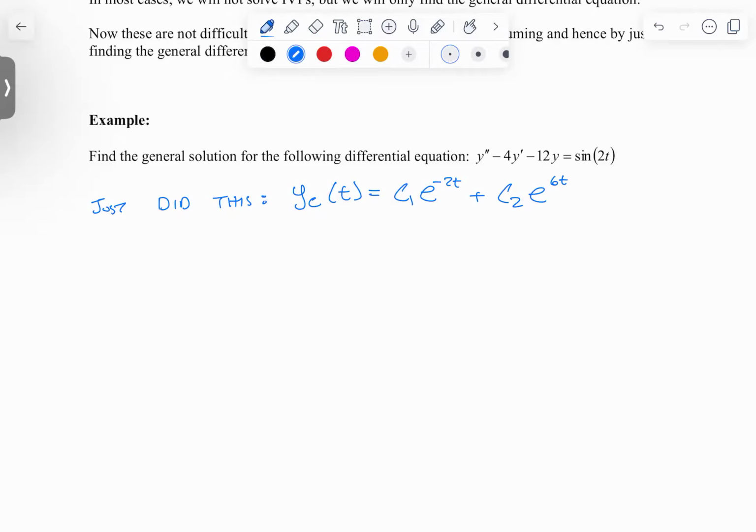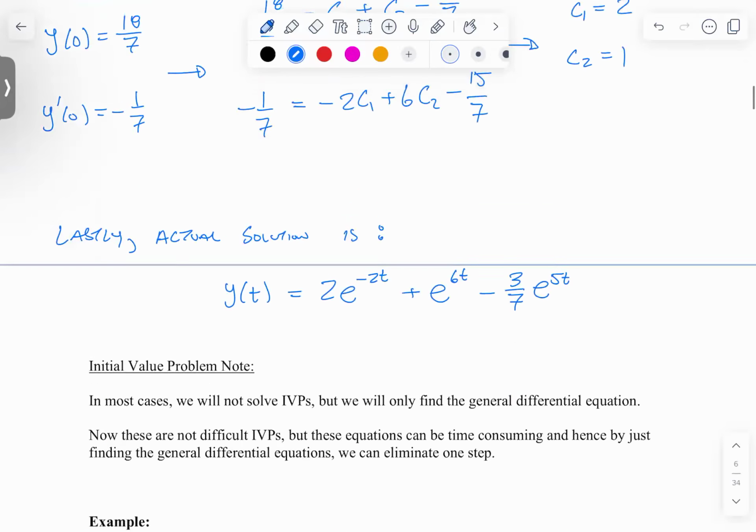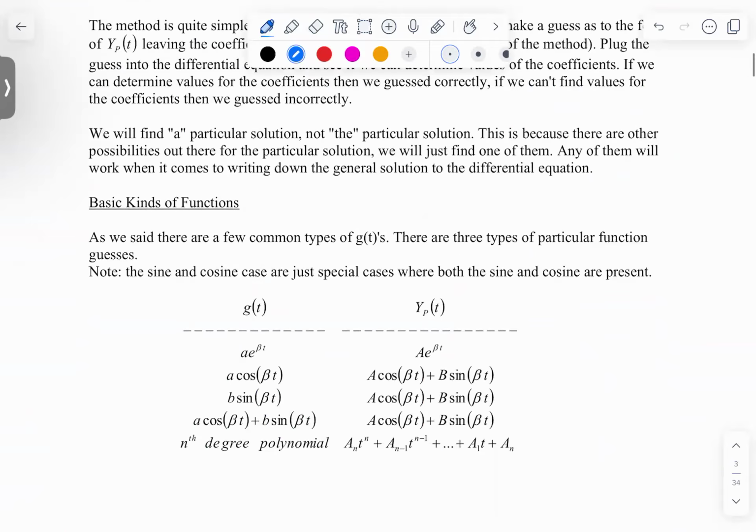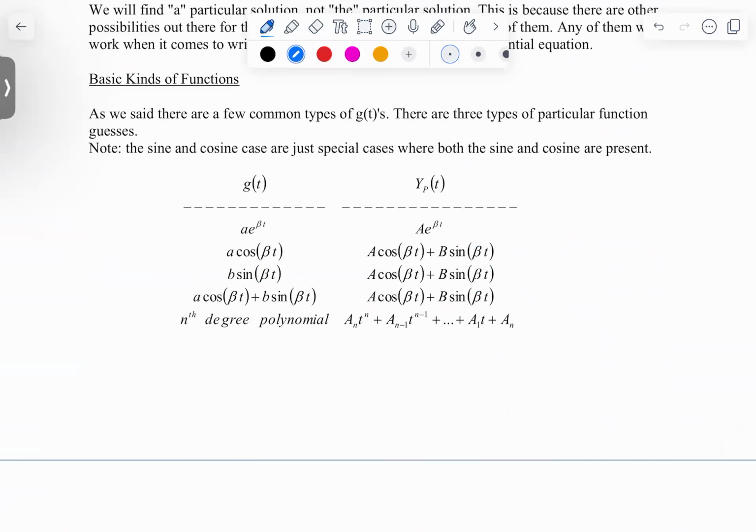All right, so that leaves the particular function. g of t equals sine of 2t. So it all comes down to guessing the particular. And even though I have three methods here, it's just to emphasize that no matter if it's just a sine or just a cosine, every time the guess has to include both.